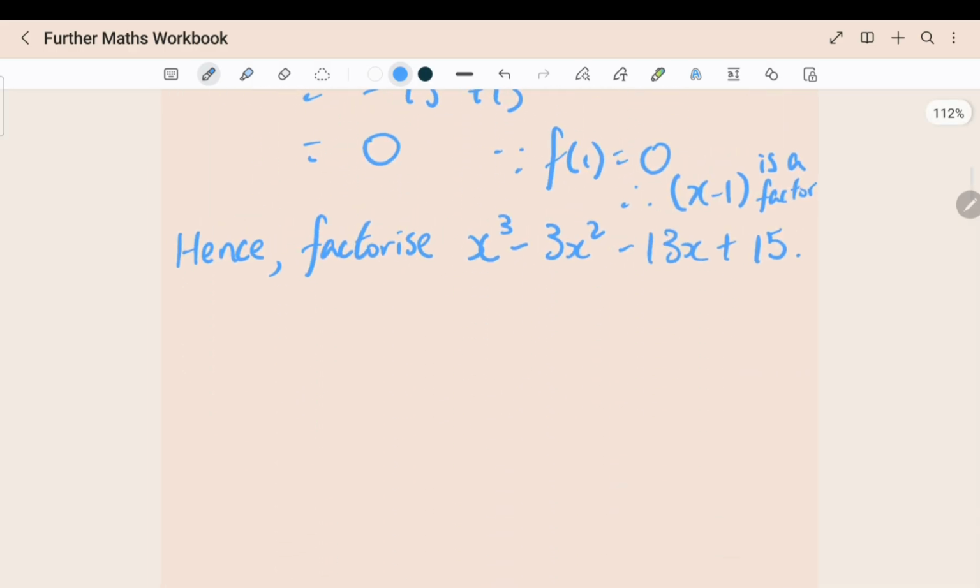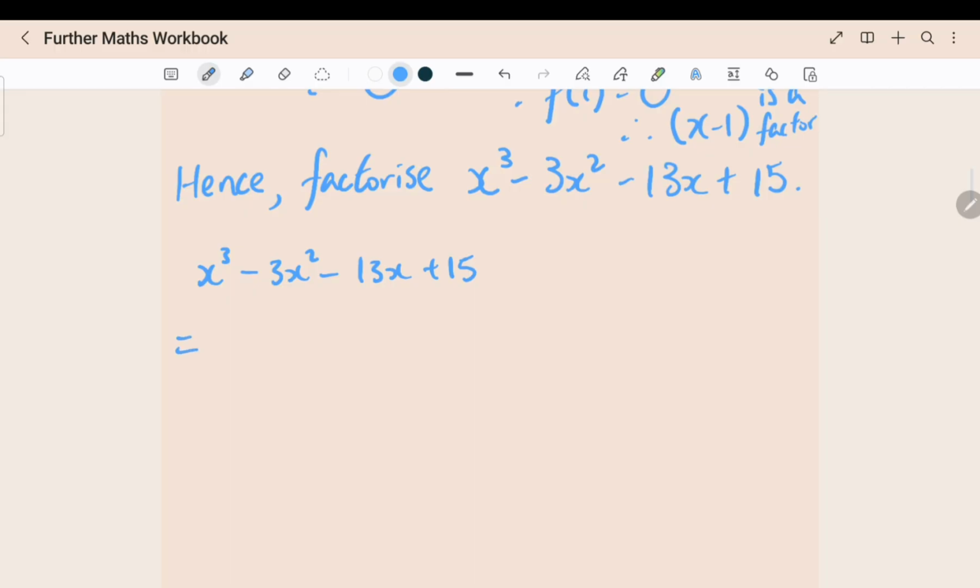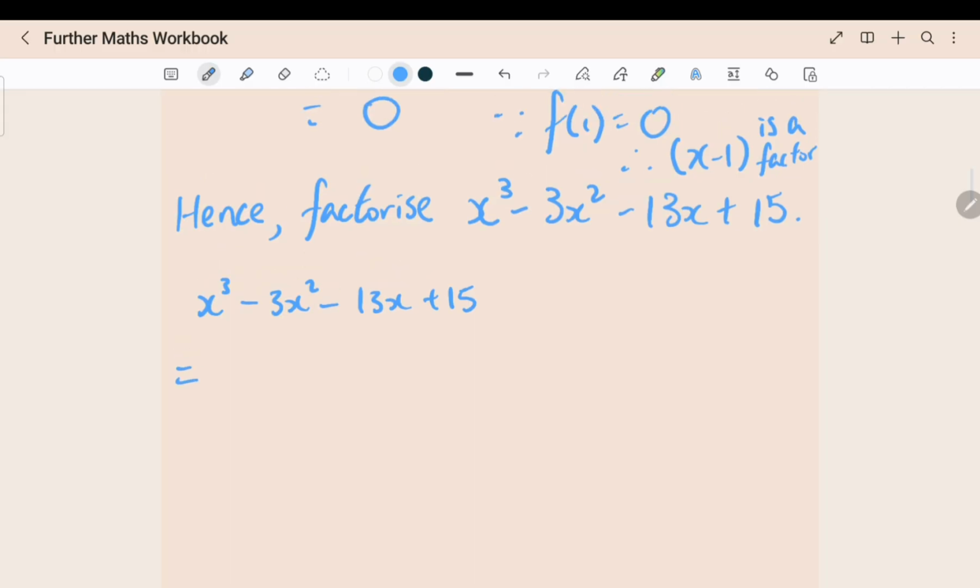Hence, fully factorize this. So there are many ways you can do this. I'm going to show you the easiest way, and I'm going to show you a bit longer way that you might need to know. But I've never seen that way being asked for specifically in the exam. But I'm still going to do it because it's technically in the spec.